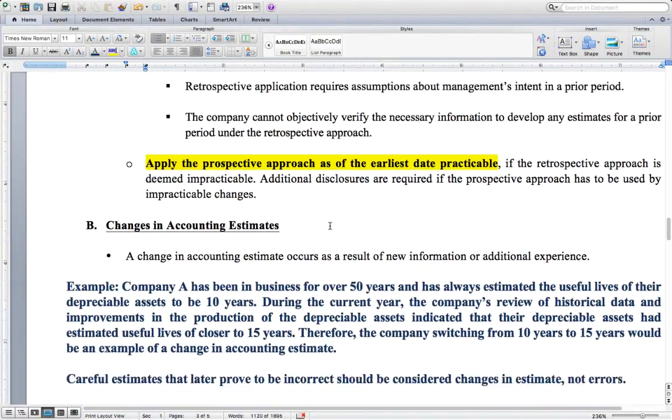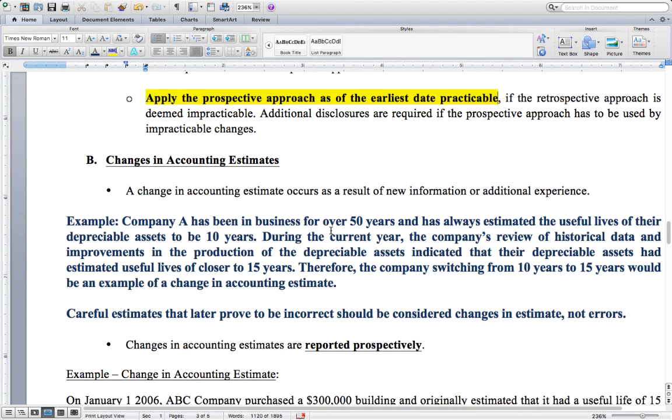All right, moving on. We're going to now talk about change in accounting estimates. It is important to understand the difference between a change in accounting principle and a change in accounting estimate. A change in accounting estimate occurs as a result of new information or additional experience when the company uses this information to adjust an accounting estimate. There's a difference between an accounting estimate and an accounting principle.